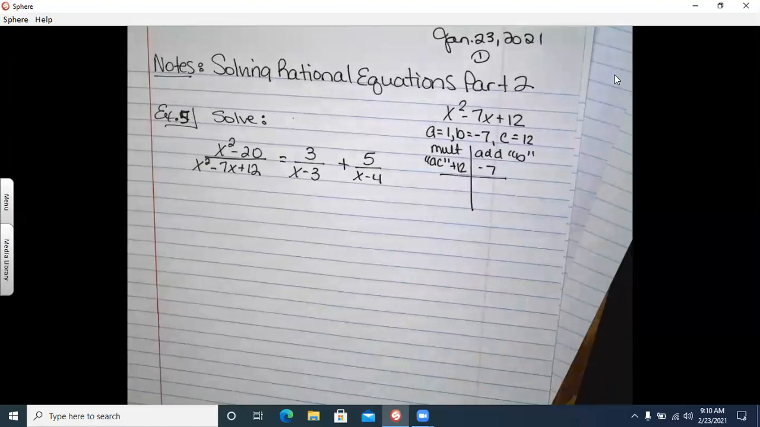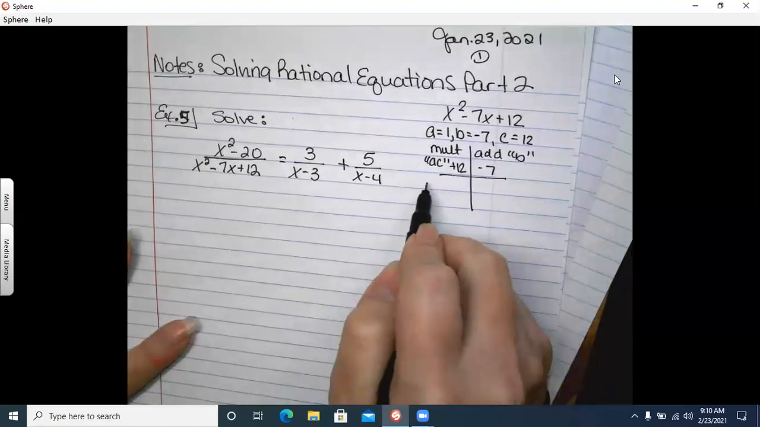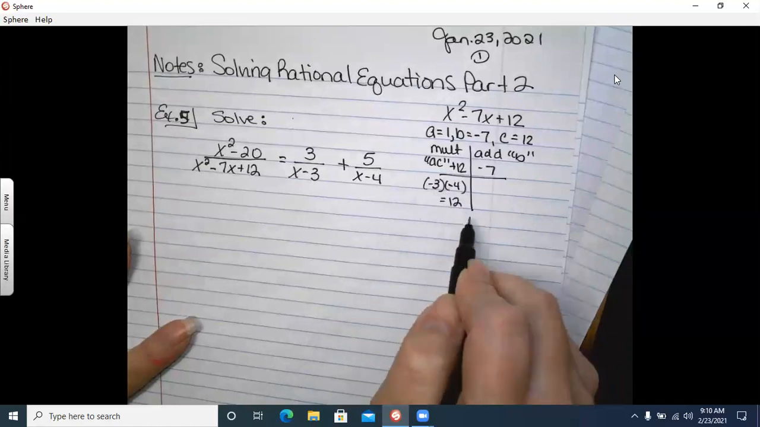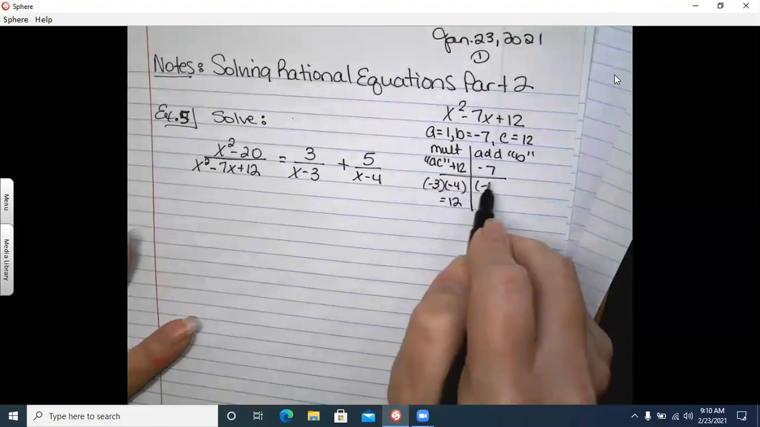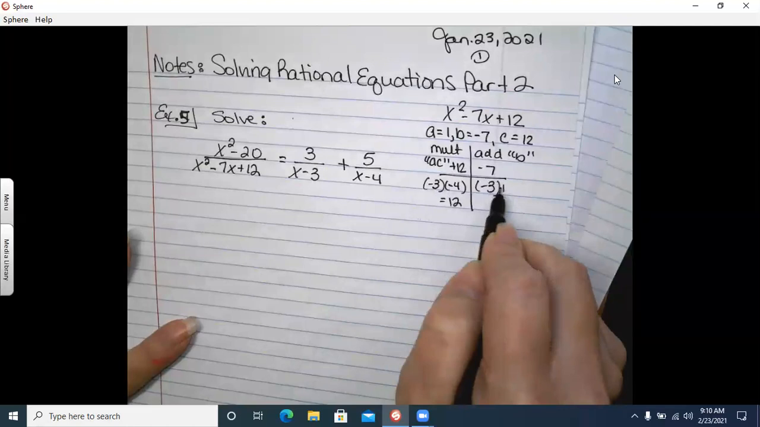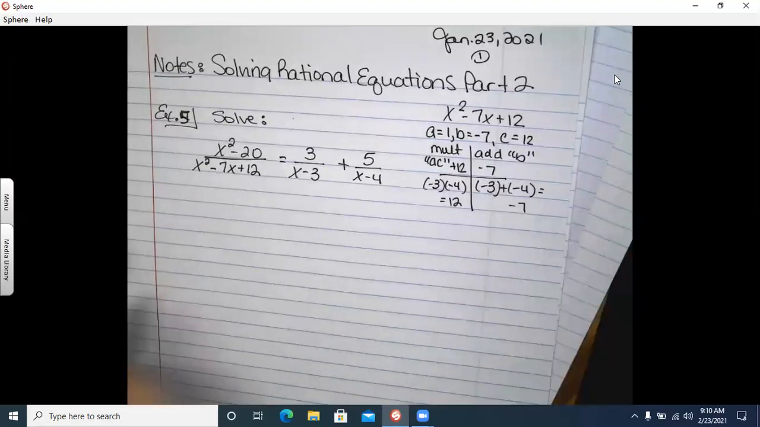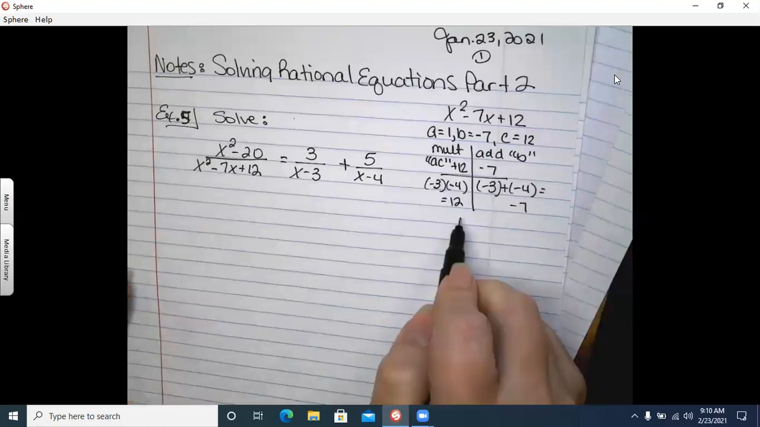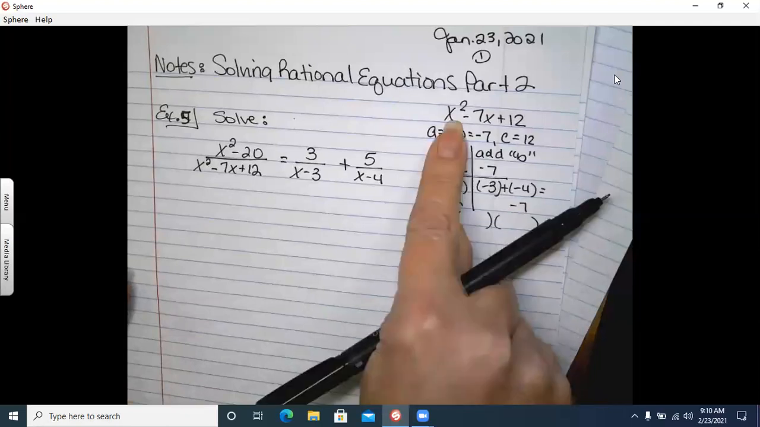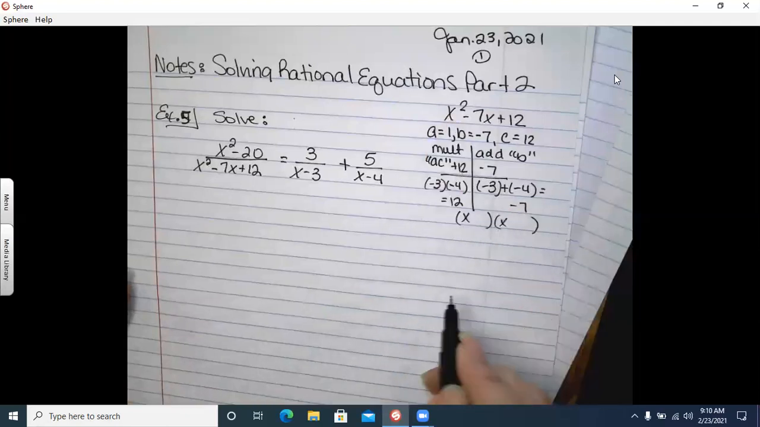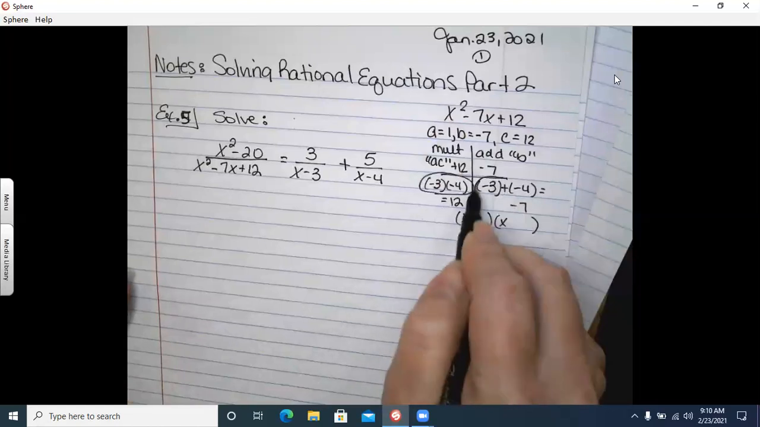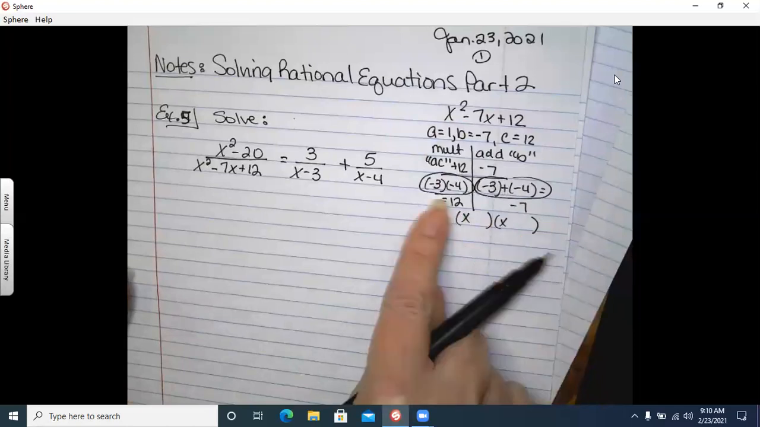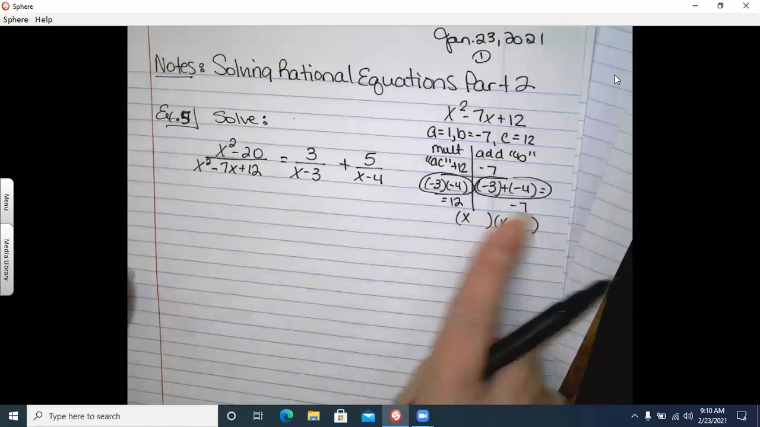-3 and -4, let's see. It's got to work on both sides, right? -3 times -4 is positive 12. Works on the left. Well, what's -3 plus -4? -7. So is that quadratic factorable? Yeah. So my parentheses, first term, the variable being used is x. Second term comes from the t-chart. The numbers that worked on both sides, not the 12 and -7. It was the -3 and the -4.